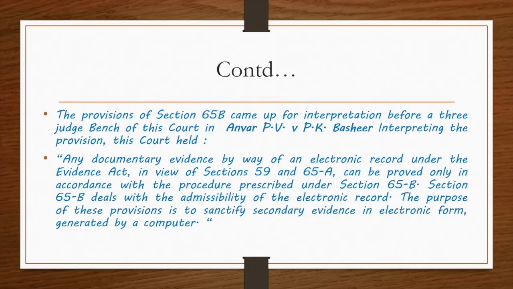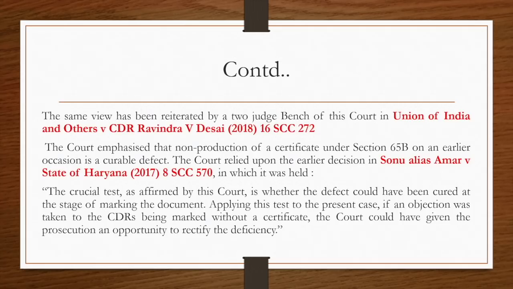So the Honorable Court further observed in this judgment that the provision of section 65B came up for interpretation before a 3-judge bench of this court in Anvar P.V. versus P.K. Basheer. Interpreting the provision, this court held that any documentary evidence by way of an electronic record under the Evidence Act, in view of sections 59 to 65A, can be proved only in accordance with the procedure prescribed under section 65B. Section 65B deals with the admissibility of the electronic record. The purpose of this provision is to sanctify the secondary evidence in the electronic form generated by a computer.